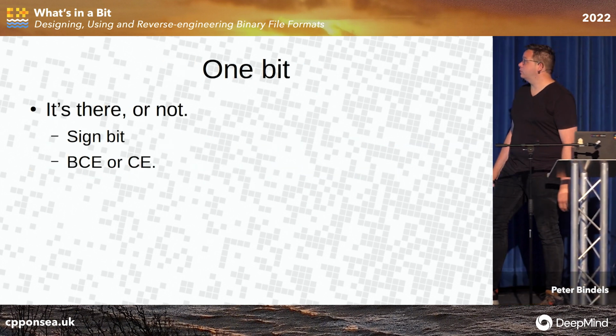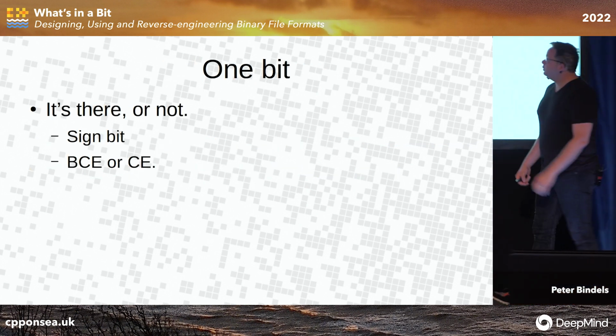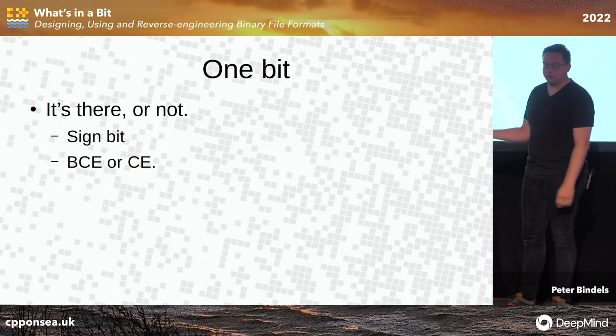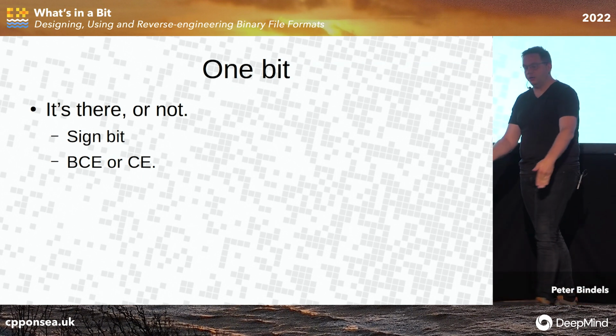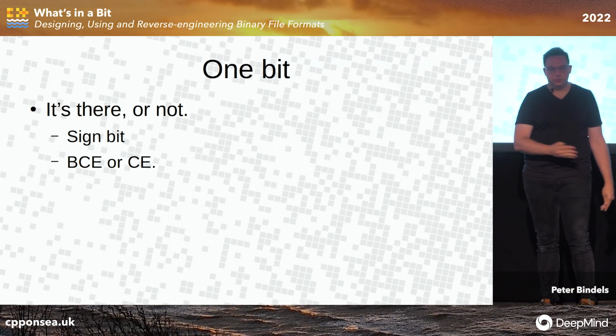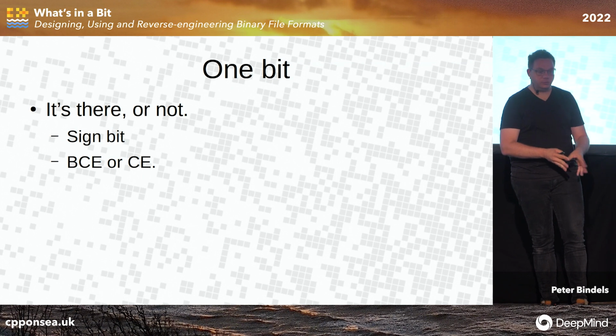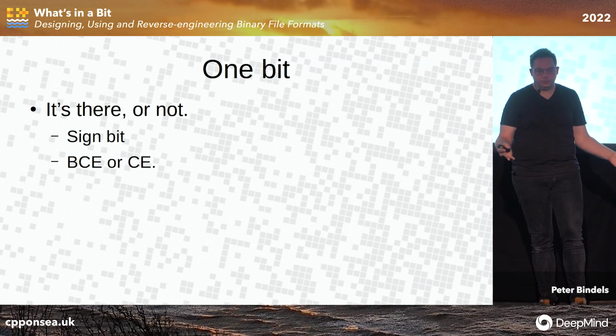So let's do the basics. What can you actually do in a single bit? A single bit is more limiting than you think it is. It's literally, it's there or it's not there. You can use it for a sign bit, the number is positive or negative, and you'll have to pick for 0, because you can't make 0 not negative and not positive. There's no space for anything between.